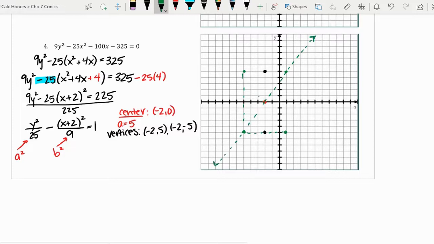Doesn't have to be perfect. Just best you can. And then we can fill in the hyperbola. So remember which ones are your vertices. This one opened up and down since our y was a positive fraction. So my hyperbola would follow right along these asymptotes.